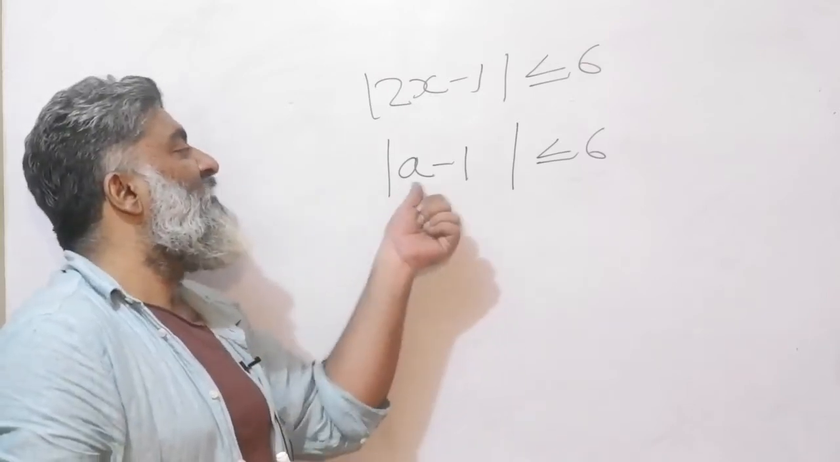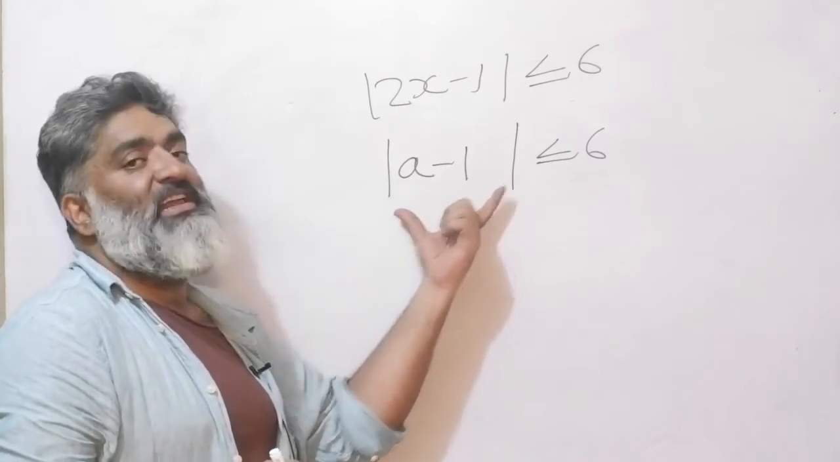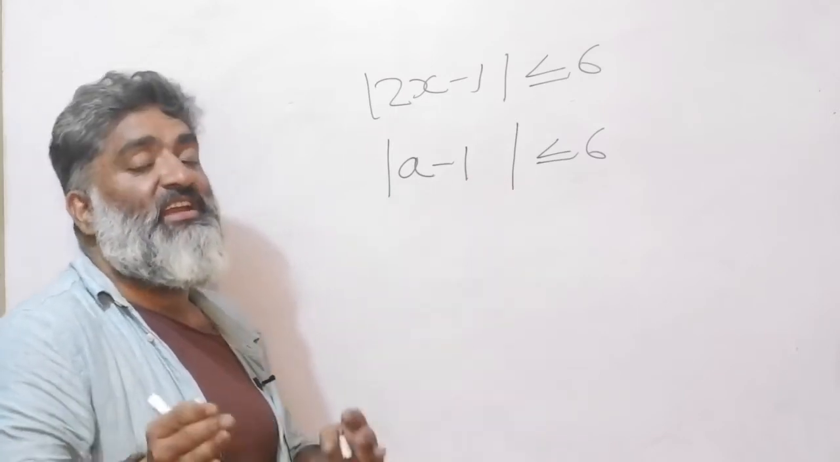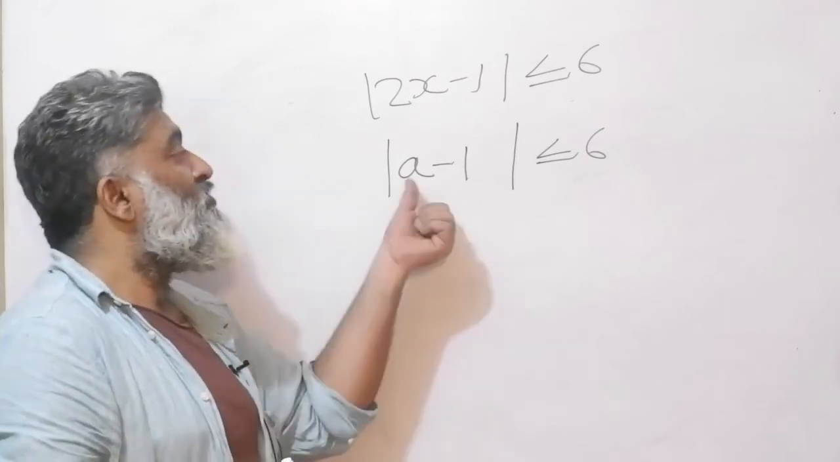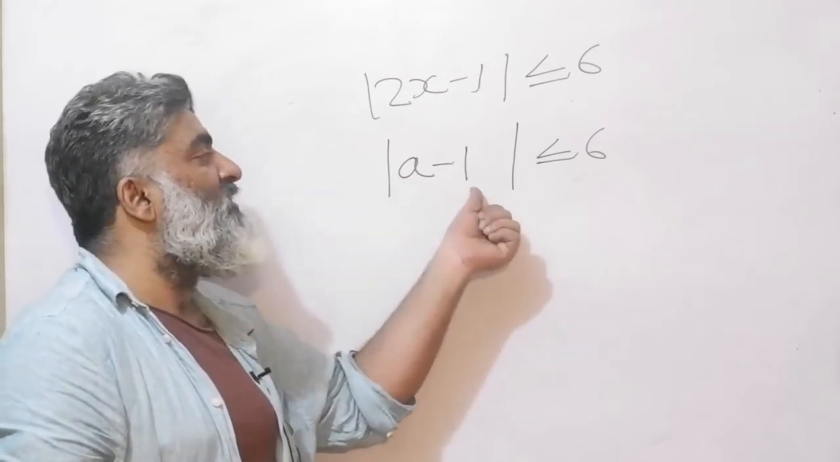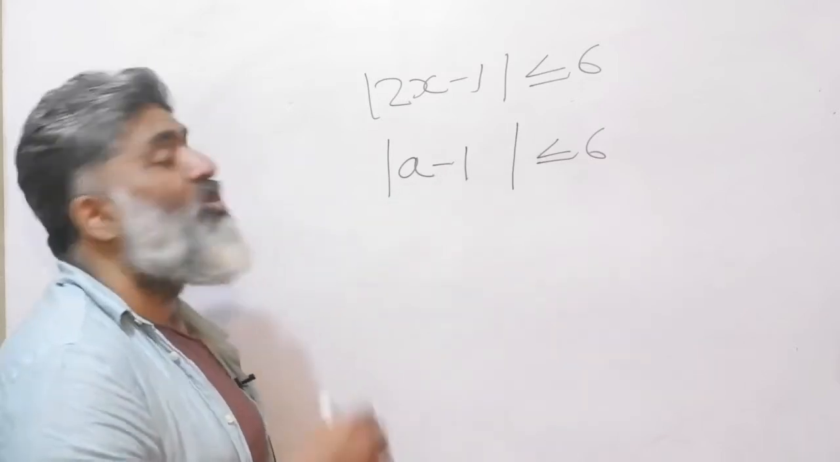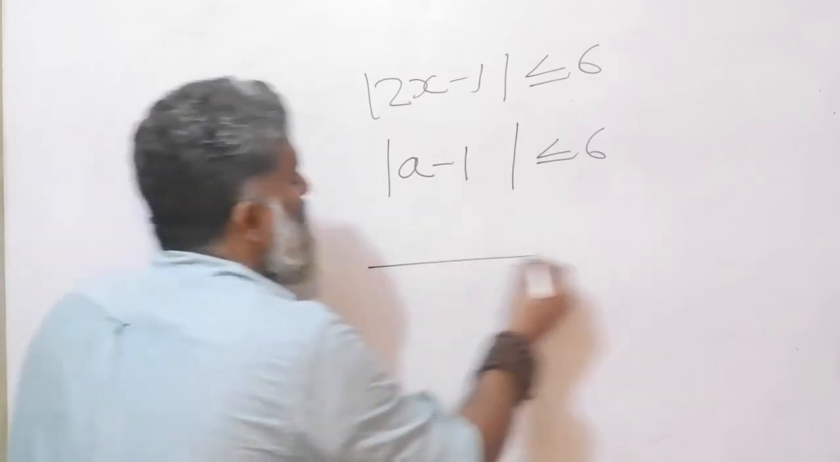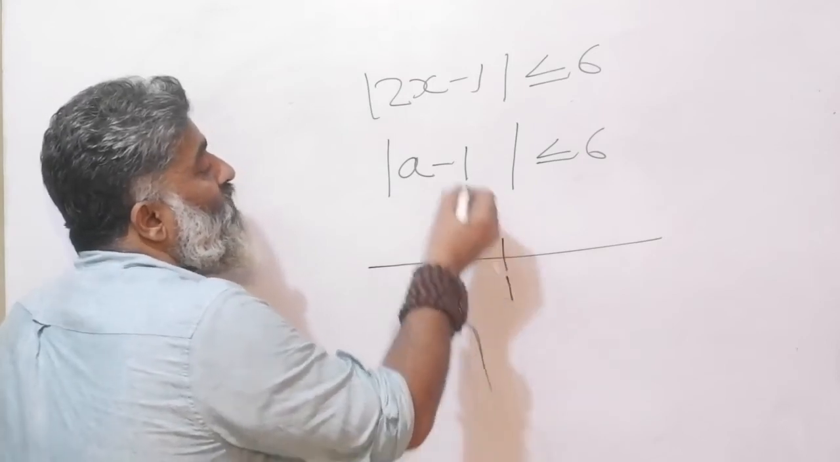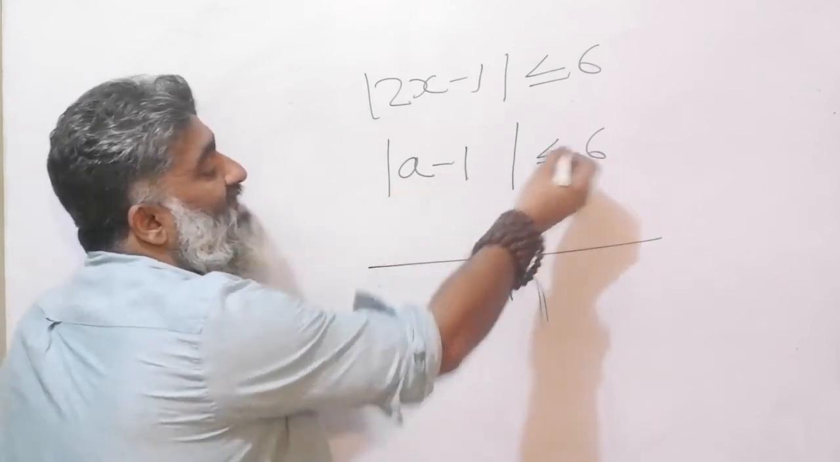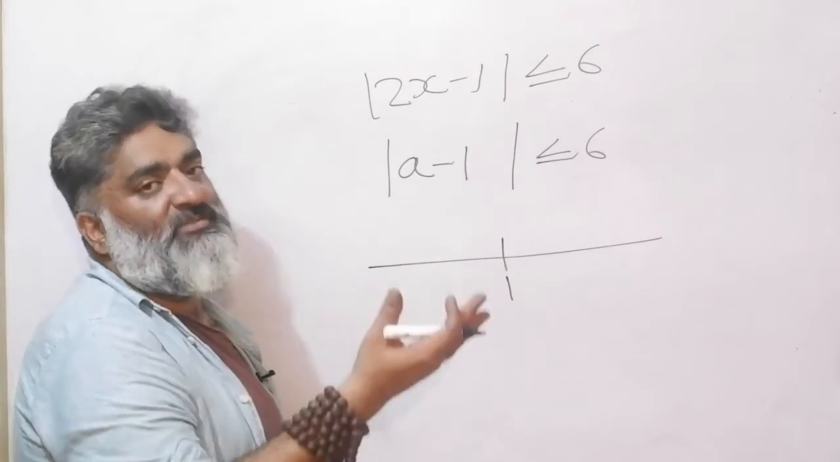So the distance of a from 1, and the mod symbol tells me that distance is okay in any direction, positive direction, negative direction, right, you can go right, you can go left. So the distance of a from 1 should be less than or equal to 6. So come on the number line, your reference starting point is 1. From 1, a can be up to 6 points away.